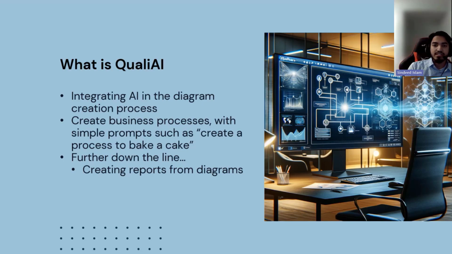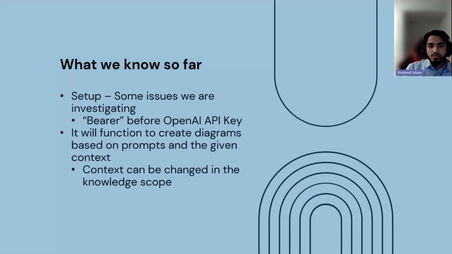Simple prompts such as "create a process to bake a cake" will create a process to bake a cake. In the future, QualiAI will potentially be used for report creation based on certain diagrams, but that is somewhere down the line and is still under production. Now, what we know so far about the setup of QualiAI: the team has been working over the past couple of weeks trying to get QualiAI set up, and we have been in contact with QualiWare.